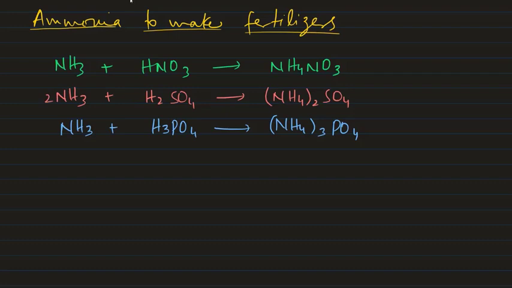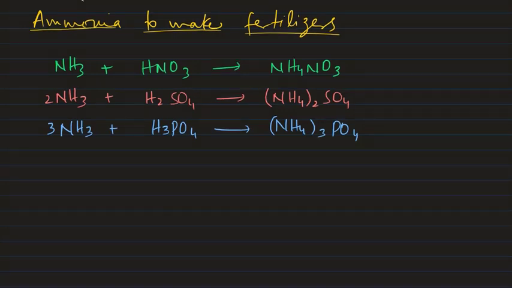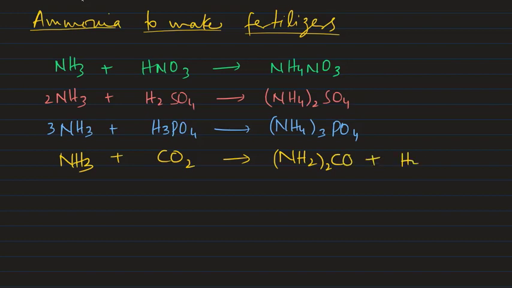We need to write 2 here, and for this one we need to write 3 here. So different fertilizers we are making. The next fertilizer that we can make from ammonia is by reacting the ammonia gas with carbon dioxide, and in this reaction we get the fertilizer, that is urea, along with water is produced.